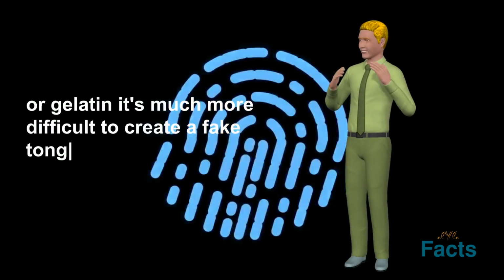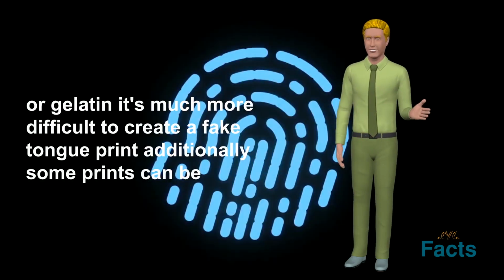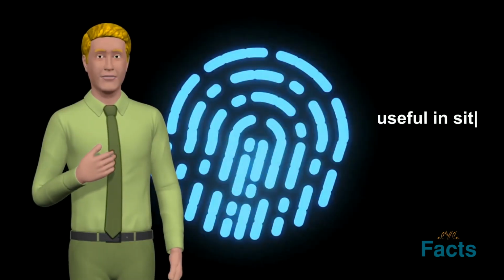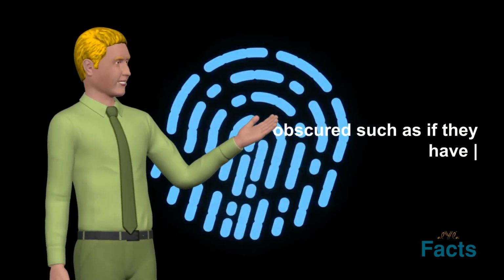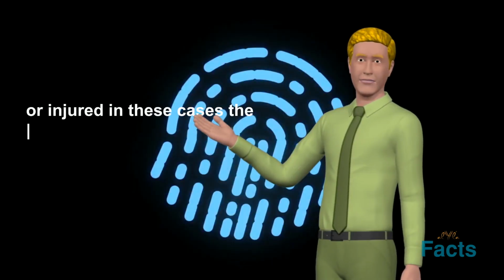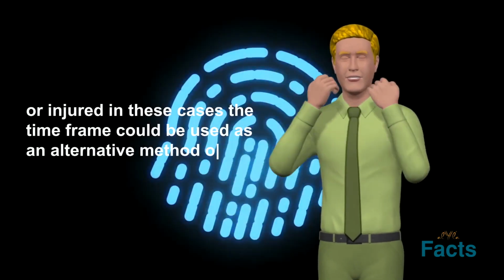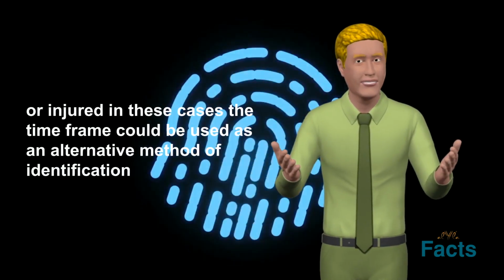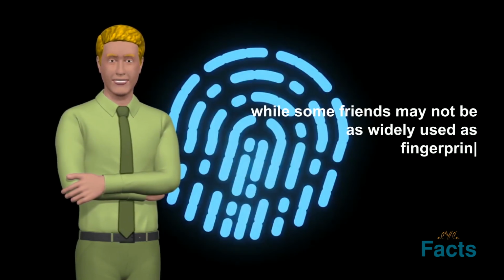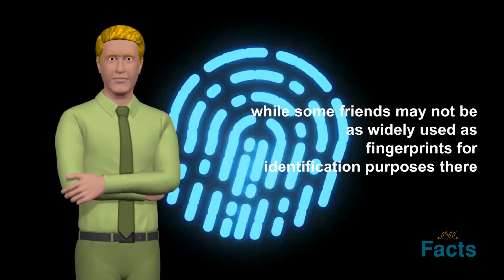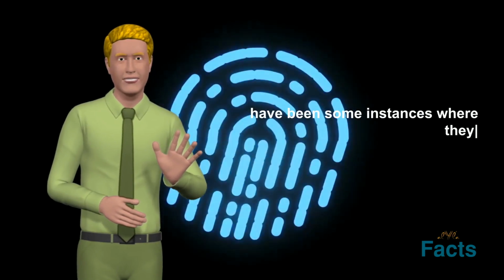While tongue prints may not be as widely used as fingerprints for identification purposes, there have been some instances where they have been used successfully. In 2002, a man in Japan was convicted of robbery after his tongue print was matched to a print found on a bottle at the crime scene. Similarly, in 2016, a man in the United States was arrested for burglary after his tongue print was found on a window at the crime scene.